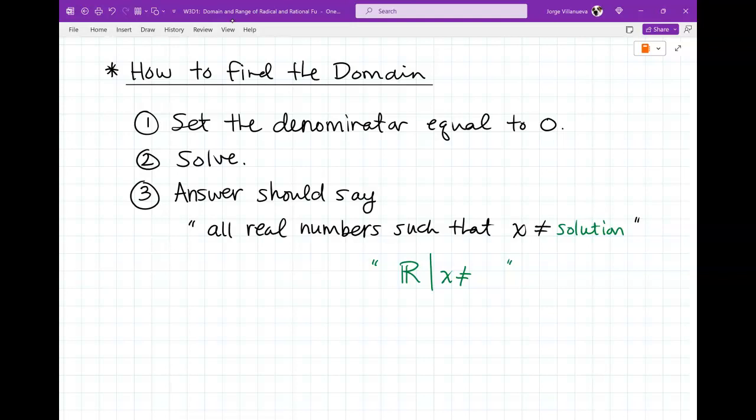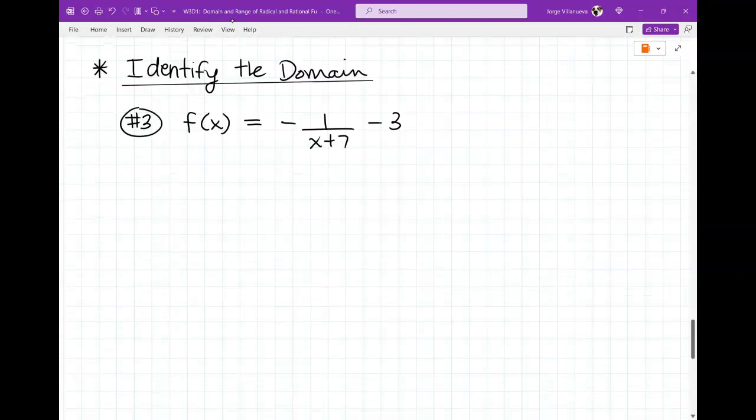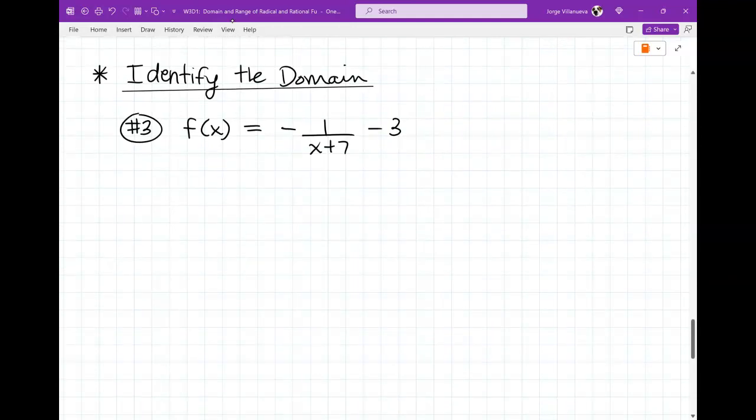All right, so find your denominator, set it equal to 0. Solve it, and then your answer should look something like that in quotes, okay? You don't have to write it in quotes, but I'm just saying use this stuff in quotes. And the green part, the solution, that's whatever you solve for. So here we go. We'll start easier and move on to a little more challenging.